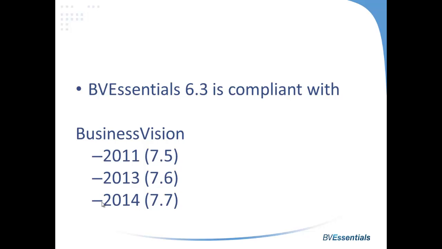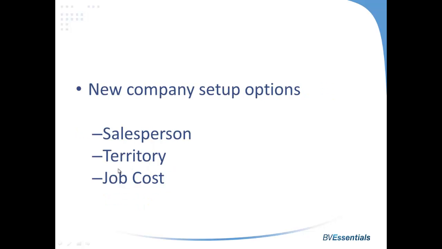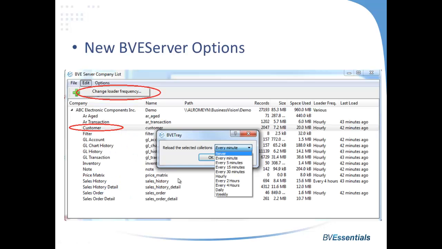Okay, so what's BVEssentials 6.3 compliant with? We work with 2011, which is 7.5, 2013, which is 7.6, and 2014, which is 7.7. And as you probably know, there is no 2012 version. So, new company setups, we can now add new salespeople in BVEssentials, we can add territories, and we can add job costing. I'm not going to go through those in detail, they're just new entries on the edit screen.